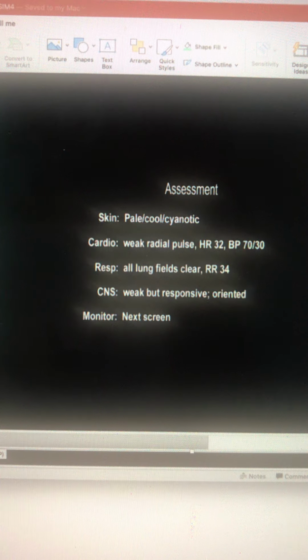Cyanotic, weak radial pulse, heart rate is 32, his blood pressure is 70/30. All lung fields are clear, his respiratory rate is 34. He's weak but responsive and oriented. All right, I'm gonna move on.